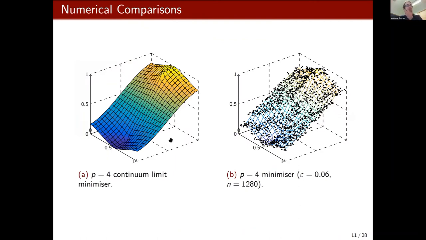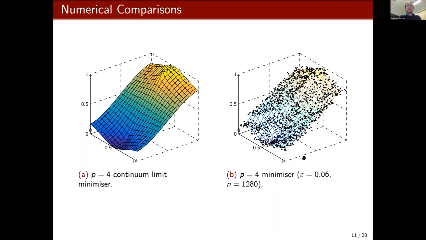Okay, to show you what's going on, this is an example where we only have two labels. We have a label up here and a label up here, and we've chosen p equals 4 in our energy, and we've worked out what the continuum minimizer is, and we get this nice, smooth interpolation between the two labels. Here I've done the same thing, but now with data points. This is around about 1,000 data points, and you can believe that this finite data problem is approximating this continuum problem.